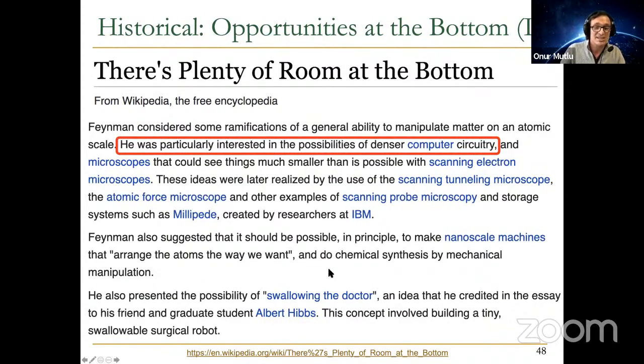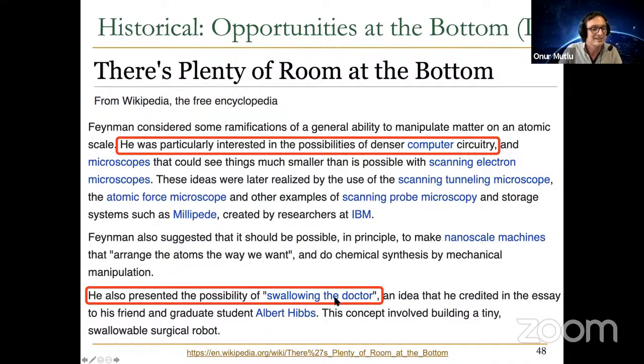He basically suggested it should be possible in principle to make nanoscale machines that arrange the atoms in the way we want and do chemical synthesis by mechanical manipulation. And he also presented this idea that I like, which is essentially a surgical robot, right? Swallowing the doctor, he said over here. So these are basically things he thought would be enabled by extreme innovations at the lower level of the stack, devices and circuits. Remember the transformation hierarchy? This is devices and circuits.